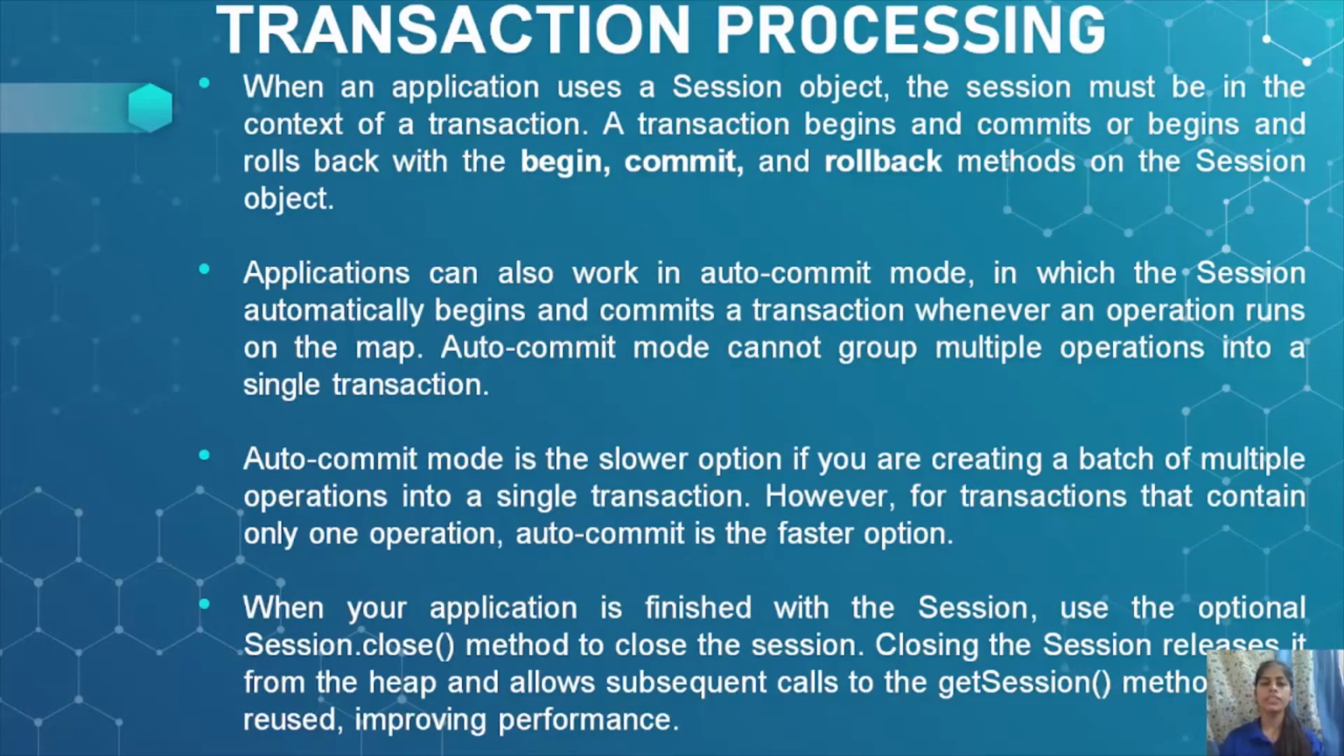When an application uses a session object, the session must be in the context of a transaction. A transaction begins and commits, or begins and rolls back, with the begin, commit and rollback methods on the session object. An application can also work in auto-commit mode, in which the session automatically begins and commits a transaction whenever an operation runs on the map. Auto-commit mode cannot group multiple operations into a single transaction. Auto-commit mode is a slower option if you are creating a batch of multiple operations in a single transaction. However, for transactions that contain only one operation, auto-commit is a faster option.